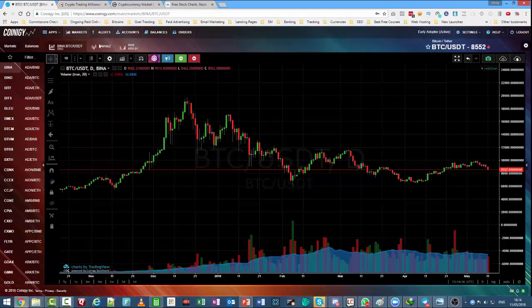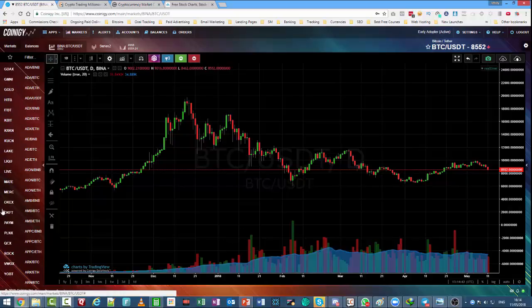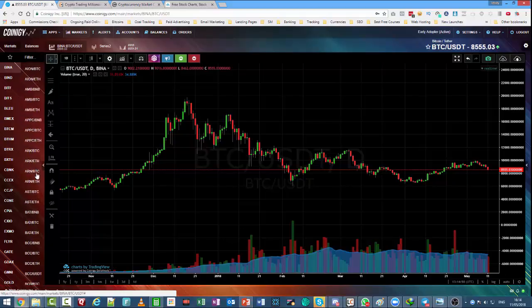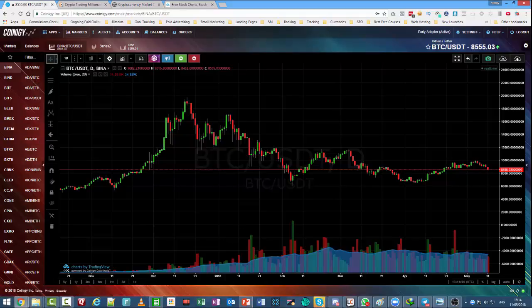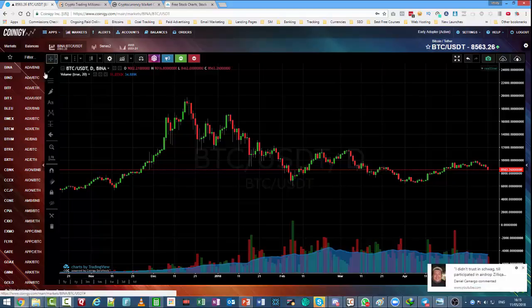In Coinigy, you can see on the left the list of exchanges. There's a ton of different exchanges, and you only need one for the pairs. Here you can see the pairs, like ADA BNB, ADA BTC, AE BTC, etc. You can look and filter right here, BTC USDT. That's what I'll be using right now for demonstration purposes.